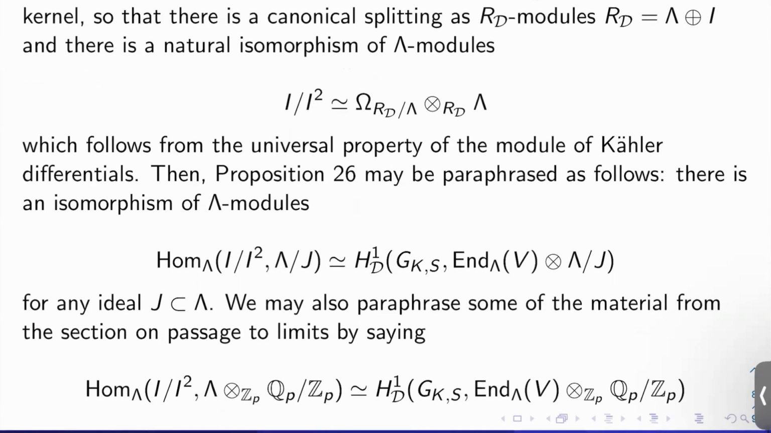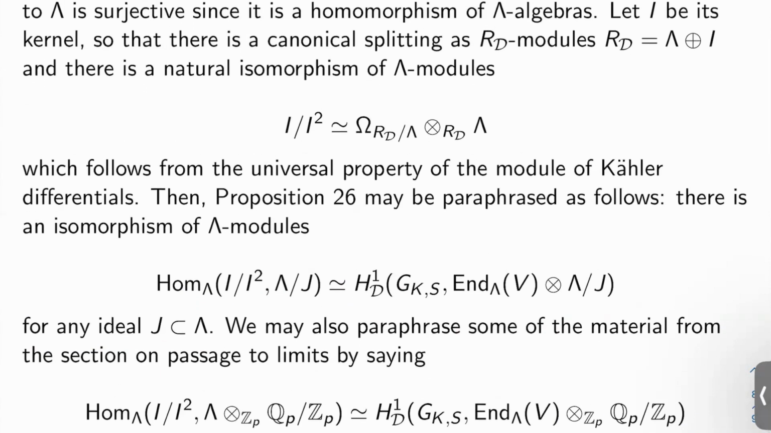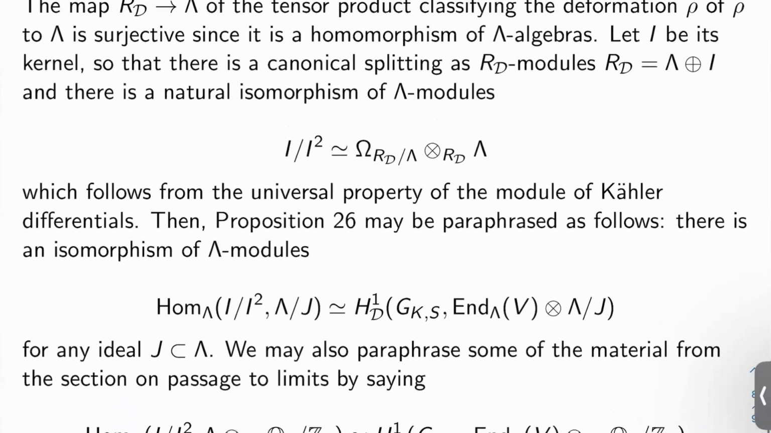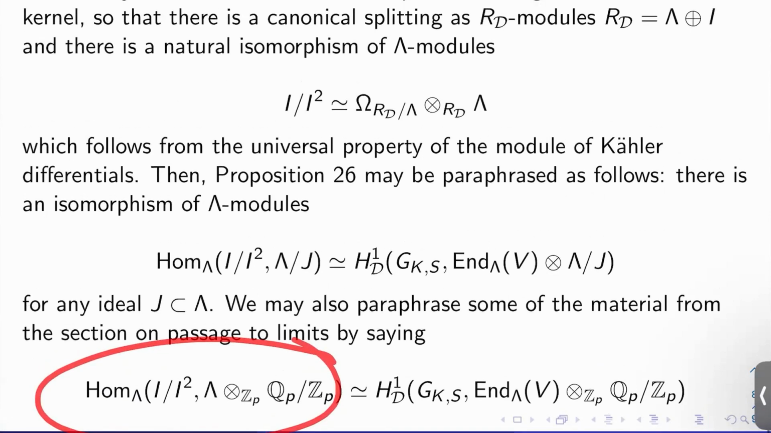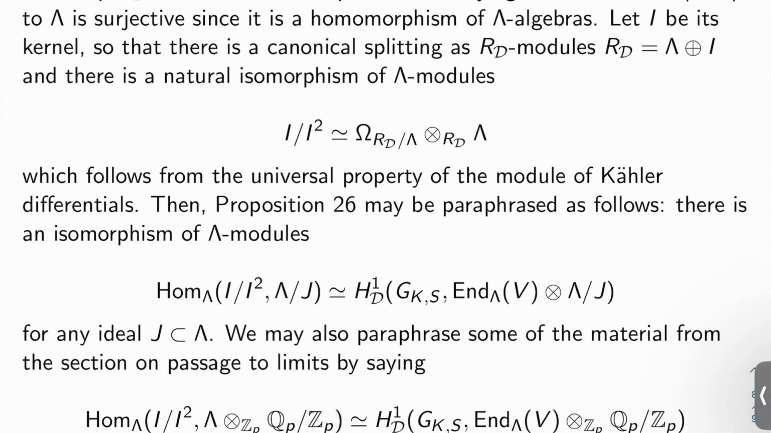Okay, you can also sort of just paraphrase some of the material from this video as just saying that lambda maps from I mod I squared to omega tensor product over zp of qp mod zp is just isomorphic to h1 sub d of gks and lambda of v tensor product over zp qp mod zp. Okay, so basically things pass through the limit functorially in a nice way, in the way that you think they should. And then even when you move to cohomology subgroups associated to deformation problems, you still get a nice, very algebraic, ideal theoretic interpretation of things that kind of agrees with things we know from previous videos.